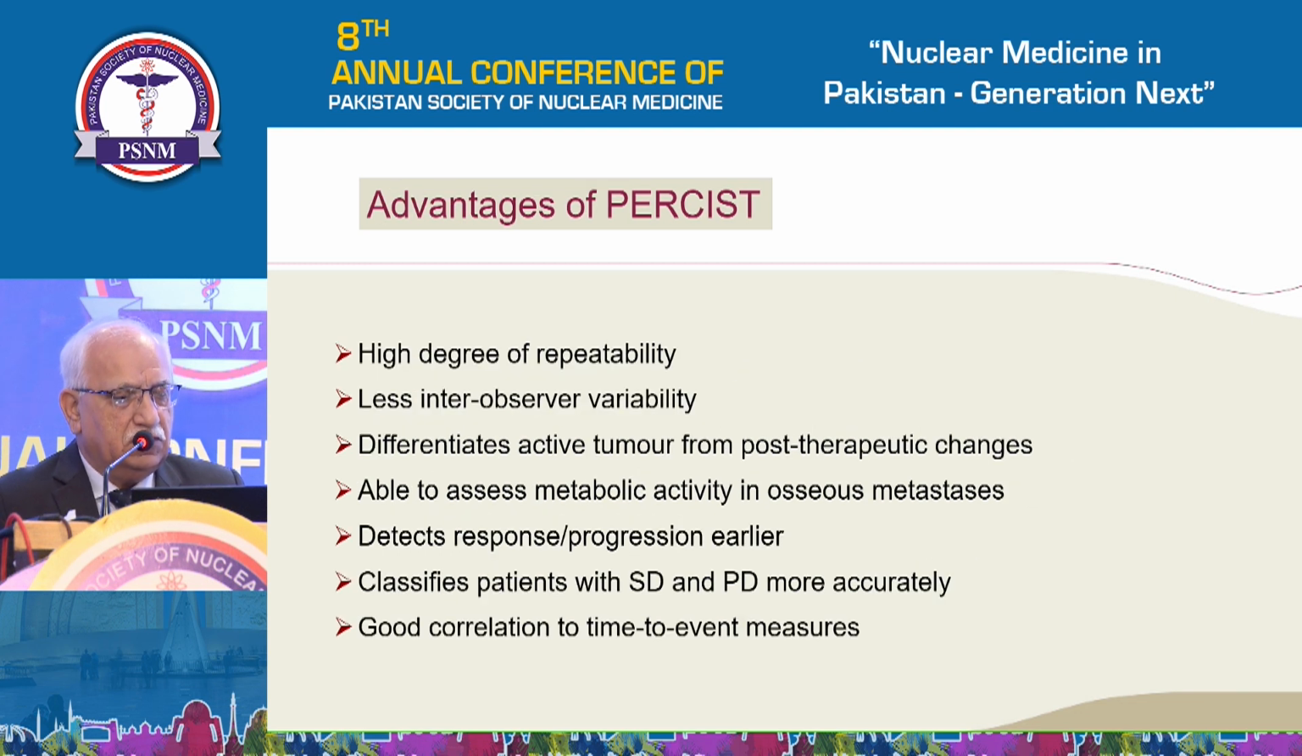The advantages of PERCIST are a high degree of repeatability, less inter-observer variability, and differentiation of active tumors from post-therapeutic changes. It is able to assess metabolic activity in osseous or non-measurable disease. It detects response and progression earlier, it classifies patients with stable disease versus progressive disease more accurately, and there is a good correlation with time-to-event measures.